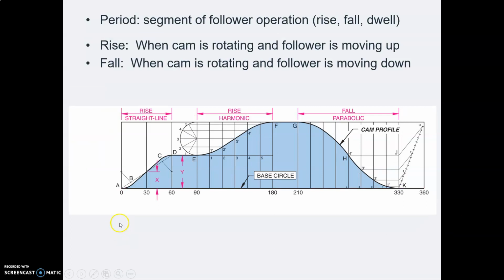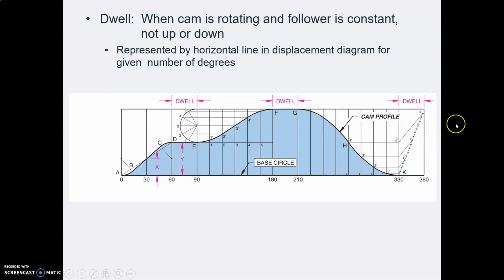Then we divide the up and down motion into sections, those are called periods, and one period might be when the follower rises. Here's one, here's another one where it rises, that's called rise, and here's another period where the follower falls, that's called fall. Sometimes you want the follower not to go up or down, you want it to just stay at one height, and that is called dwell. We saw that in that animation we were looking at.